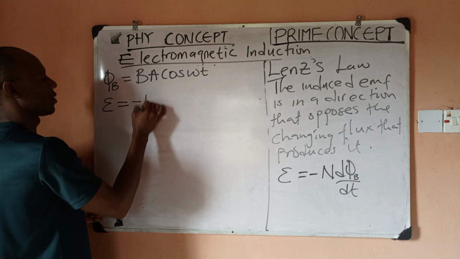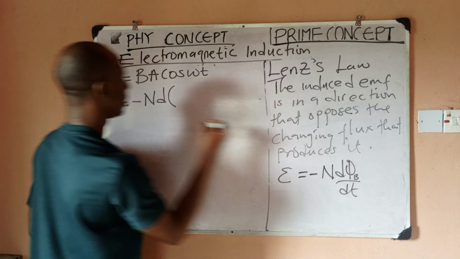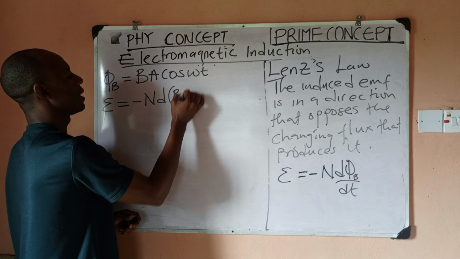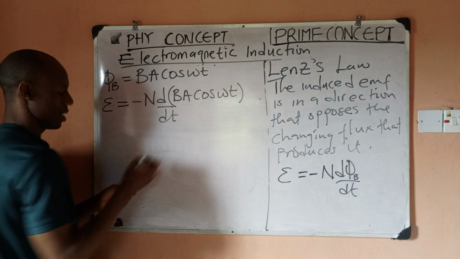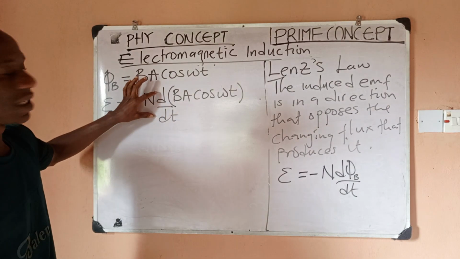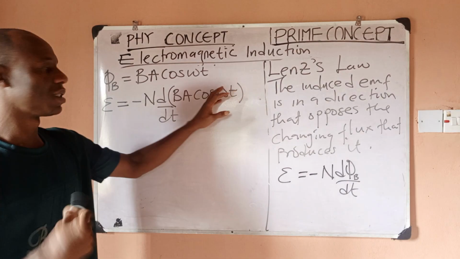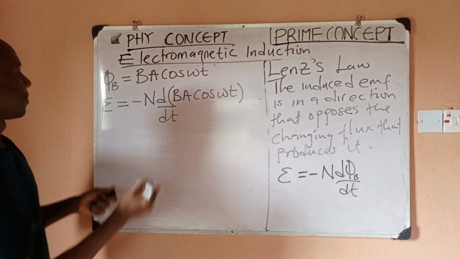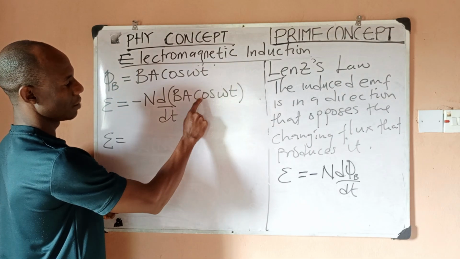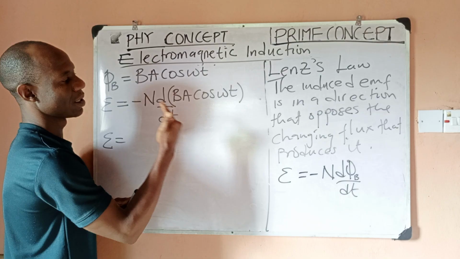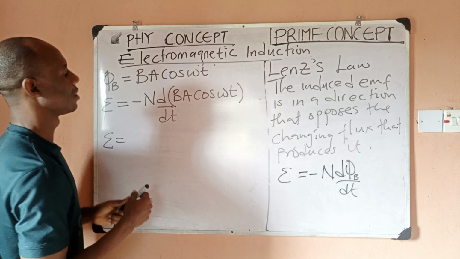is going to be minus N d. Instead of phi B now, what will I have? I will have BA cos omega t, dt. This derivative is a derivative with respect to time, so it means I'm differentiating this equation with respect to time. So I would have, when you differentiate cos omega t, this would give us minus omega sine omega t. So I'll quickly write the result.